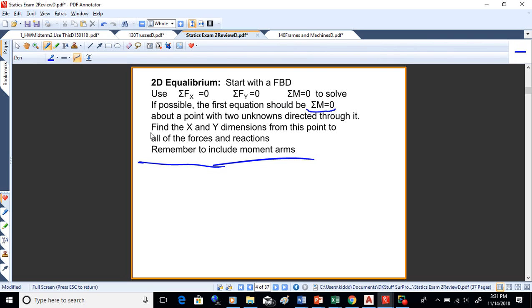Okay, once you identify the point about which you might want to take moments, you want to find x and y dimensions from this point to the forces and reactions.